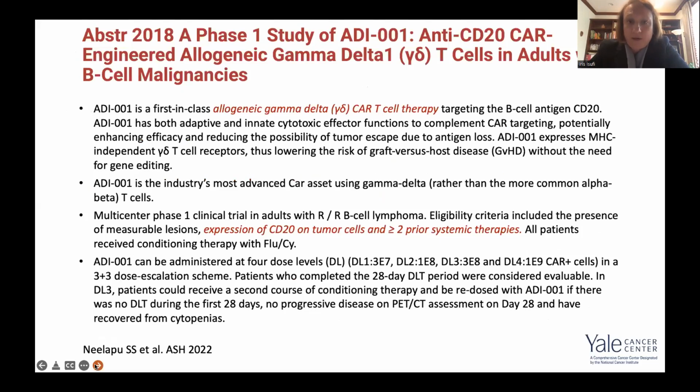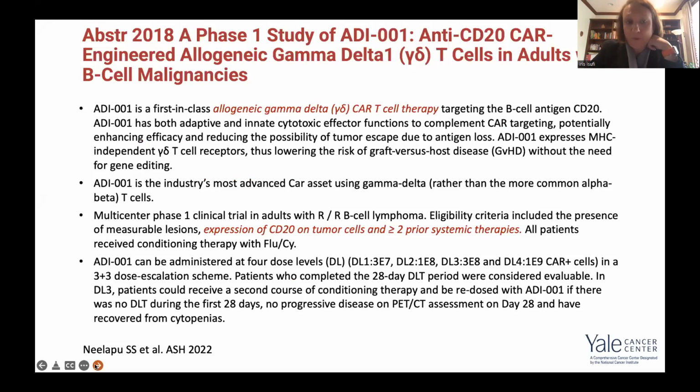Another study of interest is an engineered allogeneic CAR T-cell therapy. All the commercial products are autologous products, and the one that I just presented, the CD22, was also an autologous product. This is an allo gamma delta CAR T cell therapy, and it's a first in class. Instead of targeting CD19 like the commercial products, it targets CD20.